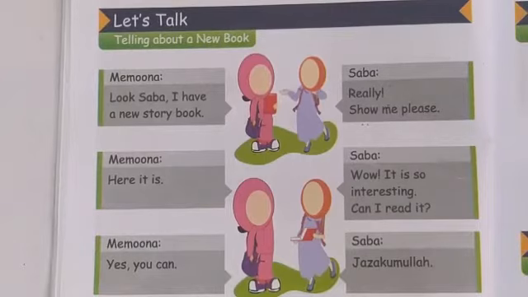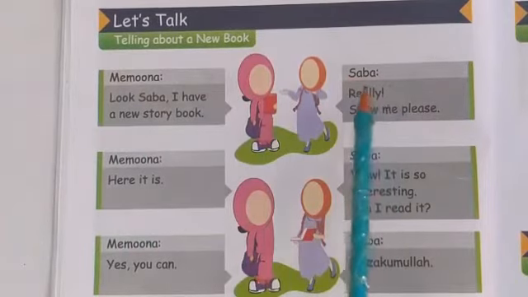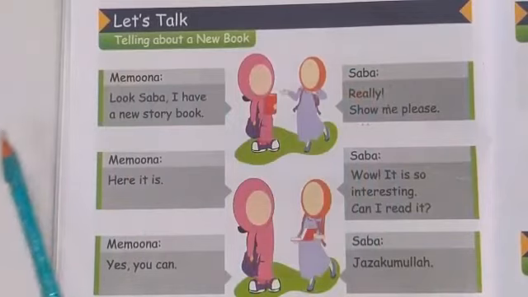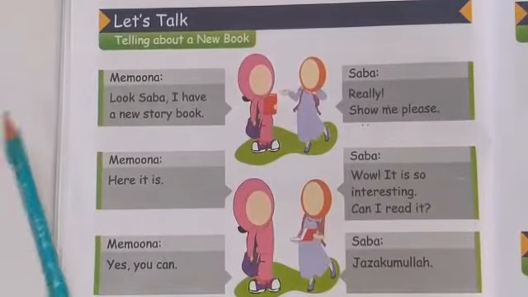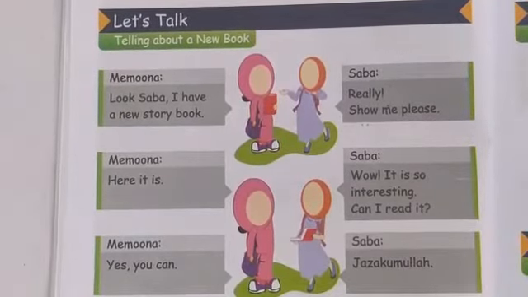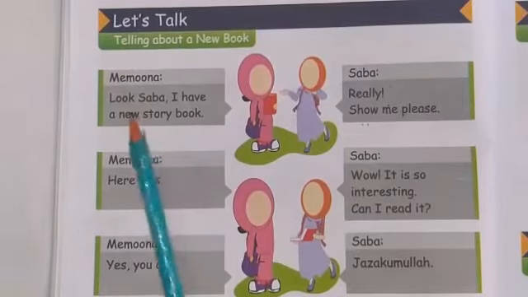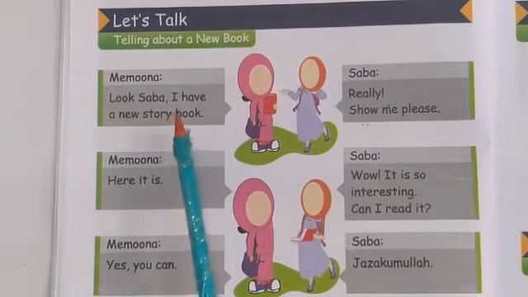So let's start. Here we have Mamuna and Saba, and they are going to talk. You have to practice and read it 2 times, and after that you have to do it with your siblings or friend. Okay, so let's start. Look, Saba, I have a new storybook.